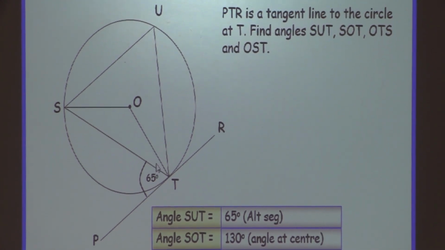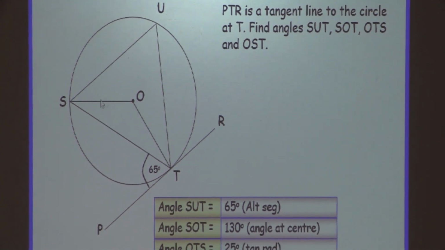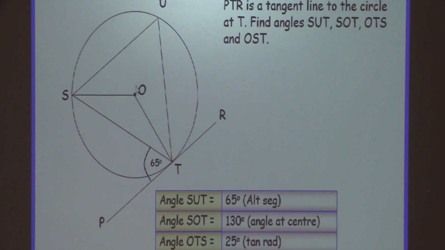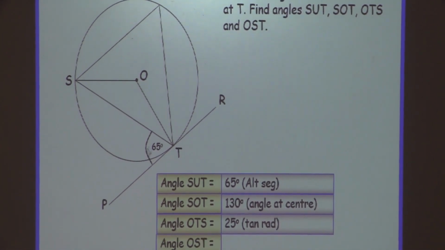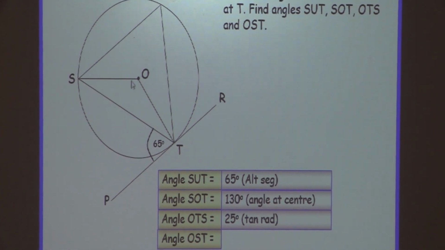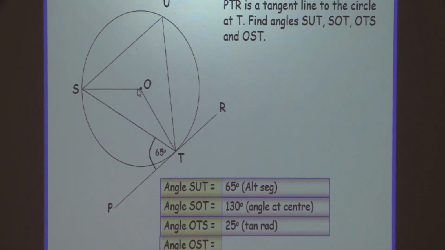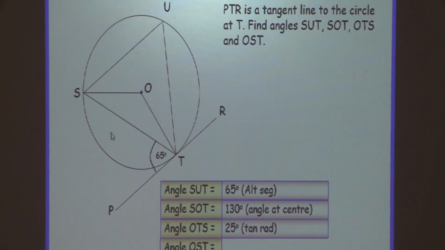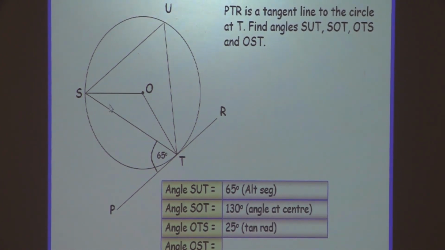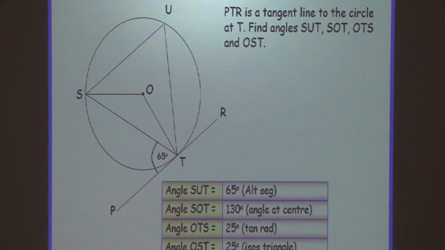If this one is 25, what will this one be? Remember, this is an isosceles triangle. OS is equal to OT, radii on the same circle. One circle will have the same radius. From here to here is the same, from here to here is the same. Radius is the same. So if these two sides are the same, therefore these two angles will be the same. So if I'm looking for OST, this angle, it is the same as OTS, which we've just found above to be 25. We've used the isosceles triangle.